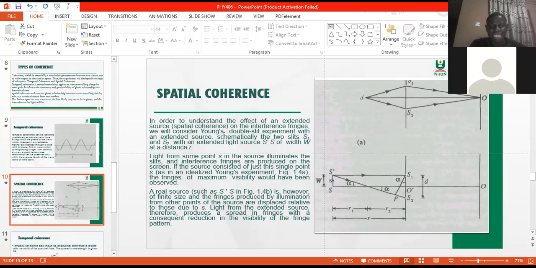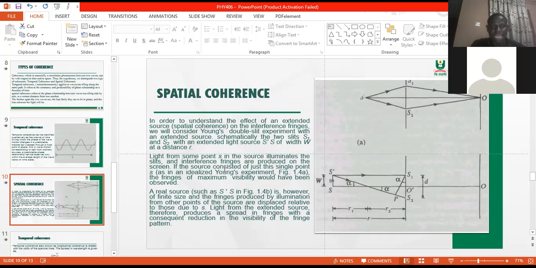Schematically, these are the two slits S1 and S2 with an extended light source. Can you see? S prime and S of width W. The light from some point S in the source illuminates the slits and interference fringes are produced on the screen. Can you see interference fringes are produced on the screen?